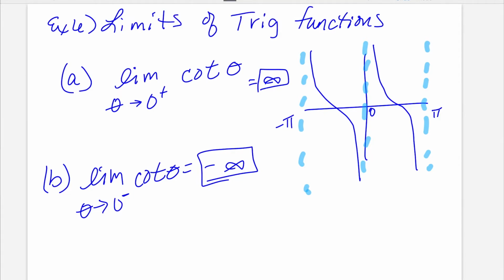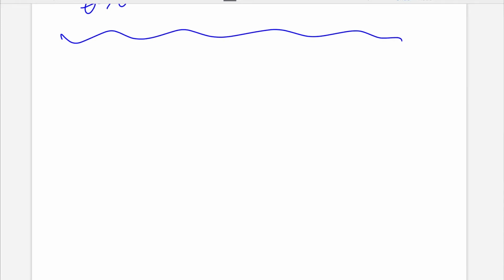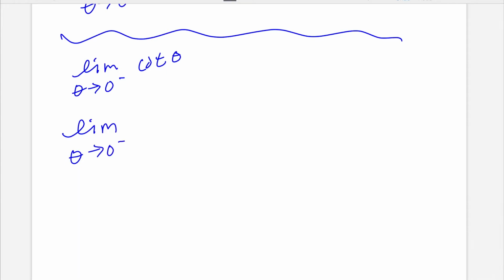here's another way to look at this. If I want to take the limit as theta approaches 0 from the left of cotangent of theta, I know that this is the same thing as the limit as theta approaches 0 from the left of sine over cosine.